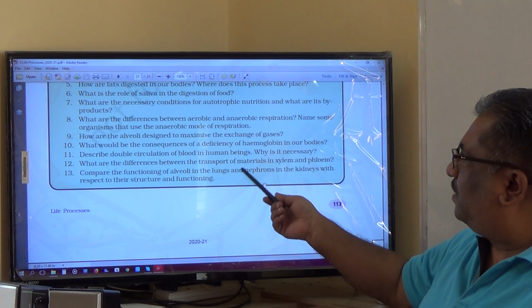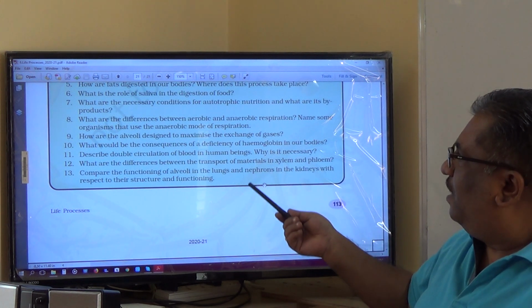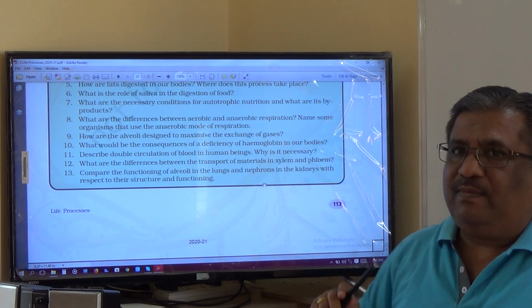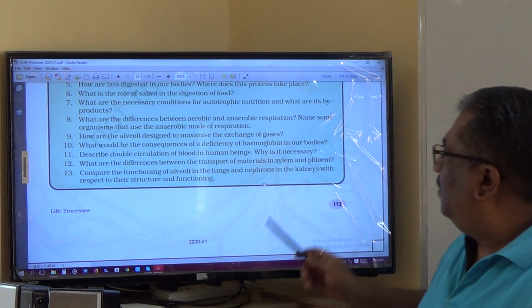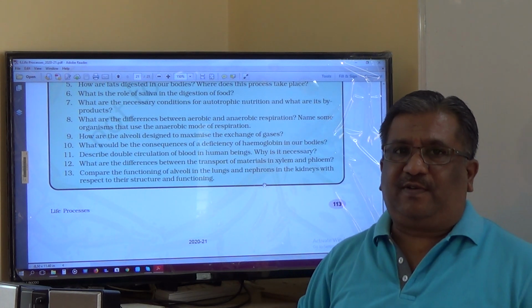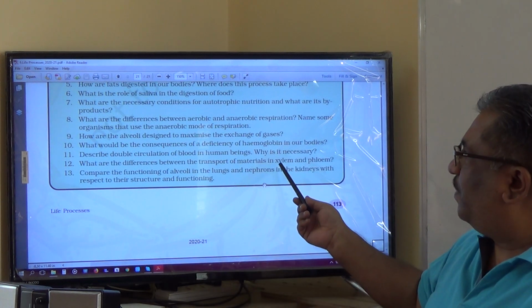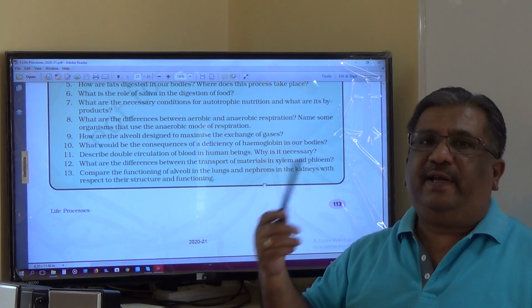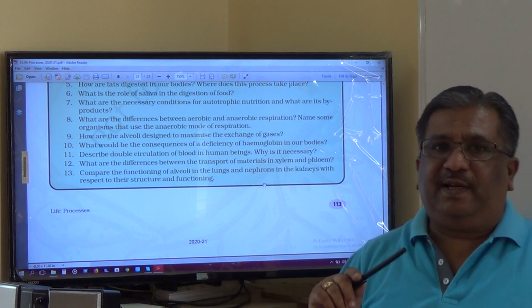Differences between transport of materials in xylem and phloem. One more difference is that xylem does not require energy, whereas phloem requires energy for transportation of materials. Xylem transports materials only from roots to the aerial parts. Phloem transports materials in all directions.